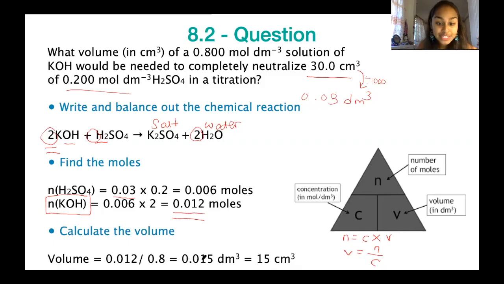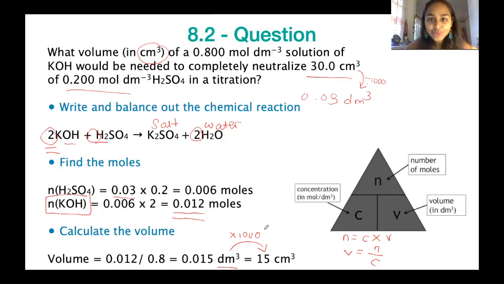So we get 0.015 decimeters cubed, because we're always using decimeters cubed. But here the question has asked for centimeters cubed. So we're just going to convert it back really easily by multiplying that by 1,000.